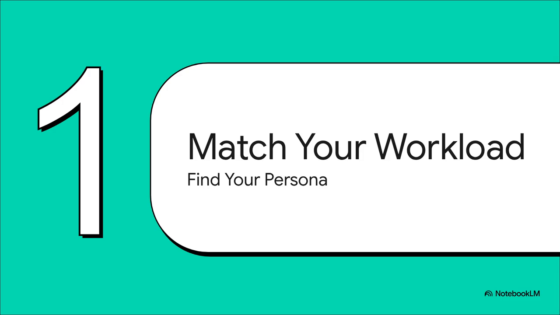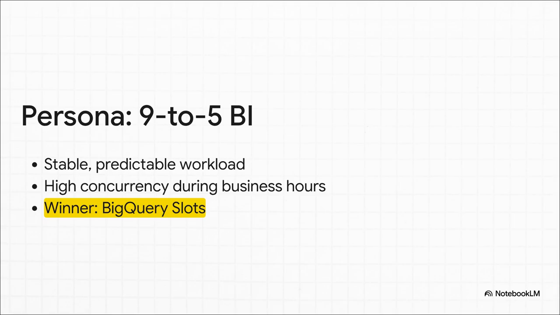So, for that first step, figuring out your workload shape, the easiest way to think about it is with personas. Come on, let's find your company's persona. It'll point you right to the platform you need. All right, first persona up. We're calling this one the 9-to-5 BI dashboard. This is for companies where usage is stable and predictable. High concurrency during business hours, everybody's hitting their dashboards, then it gets quiet. For this kind of setup, BigQuery's reserved slots are a total no-brainer. You get consistent performance for a bill that doesn't give you a heart attack at the end of the month.